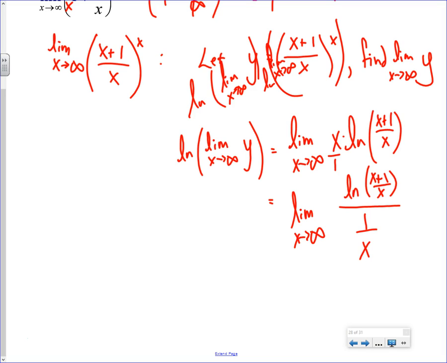Multiplying by a number is the same thing as dividing by its reciprocal. And dividing by a number is like multiplying by its reciprocal. So instead of saying times x, this is really helpful for me, you can say divided by 1 over x. It'll work.